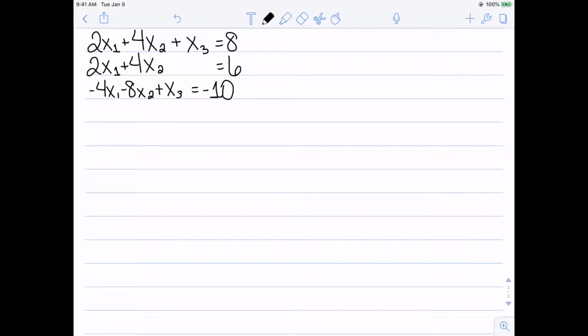Well, here I have a system of equations. Let's solve it and see what happens. We'll start by letting the first equation stay the way it is. For the second equation, we'll do the second equation minus the first. 2x1 minus 2x1 is 0. Negative 4x2 minus 4x2 is 0. Negative x3 plus 0 is negative x3. And negative 8 plus 6 is negative 2.